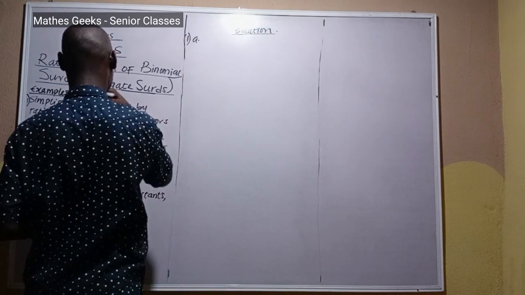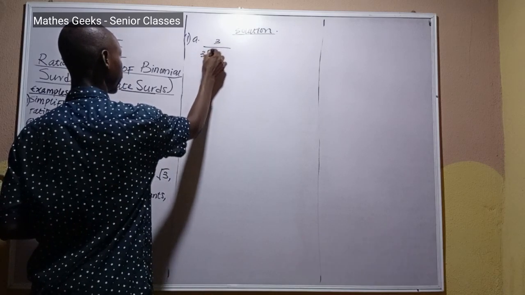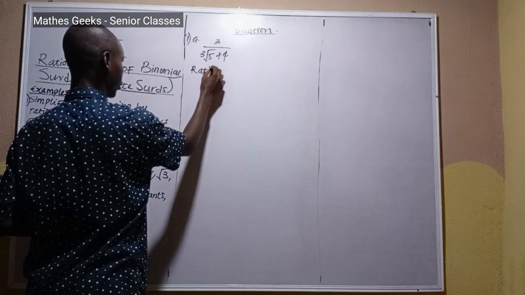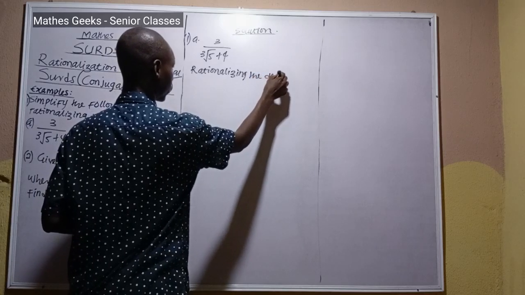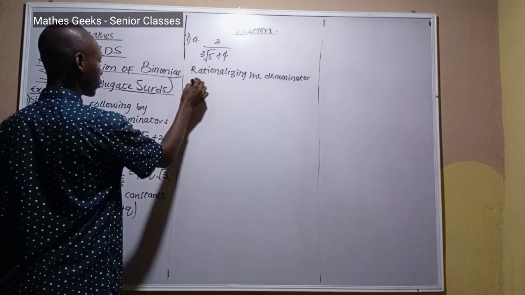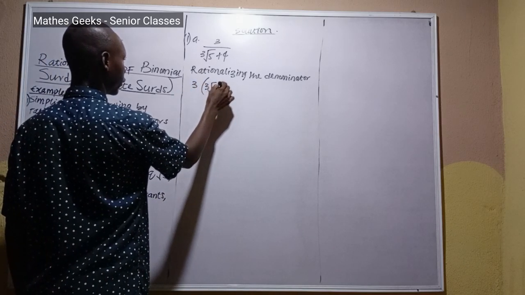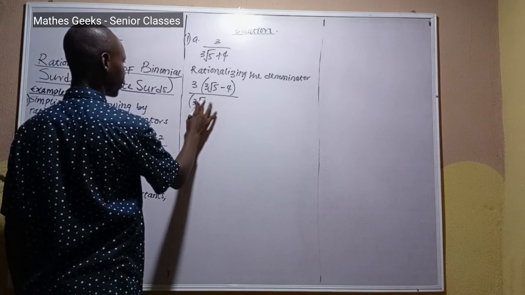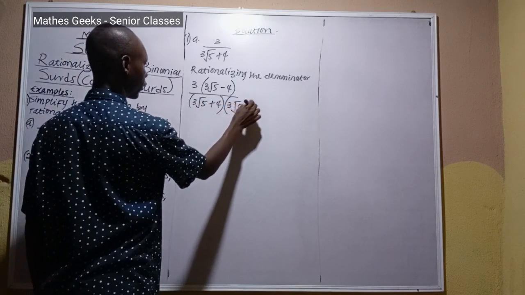Part A: 3 root 5 plus 4. Rationalizing. We multiply by 3 root 5 minus 4 over 3 root 5 minus 4, the conjugate of 3 root 5 plus 4.